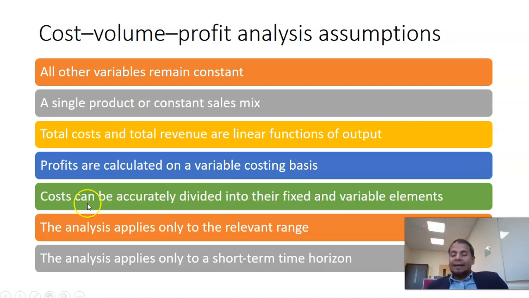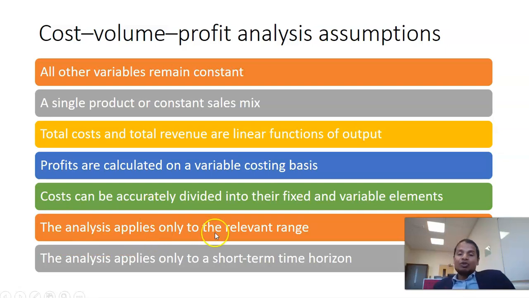All right, and cost can be accurately divided into fixed and variable elements. As I mentioned before, we must know how much is the fixed cost and how much is the variable cost in the total cost of the organization, total cost of the product. We must know it. If we don't know, we would not be able to determine break-even point or margin of safety, or make any decision based on this tool.